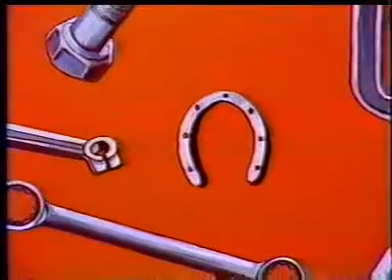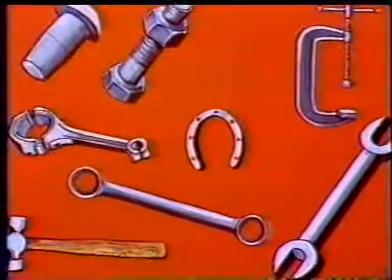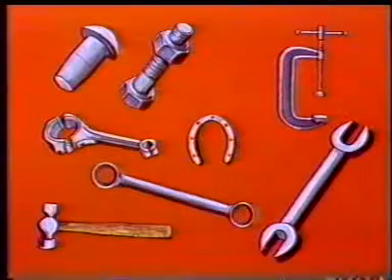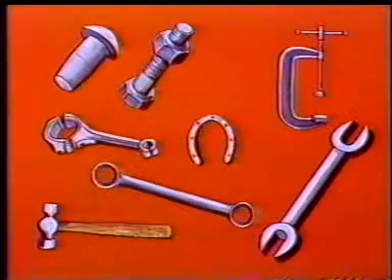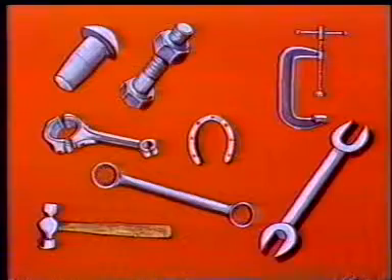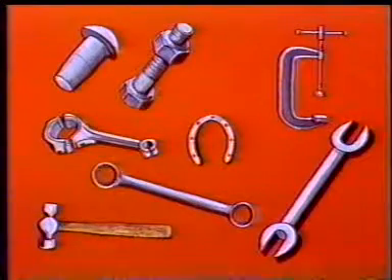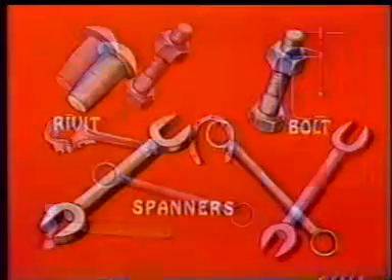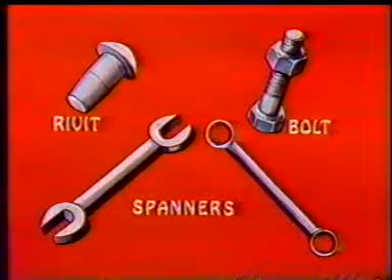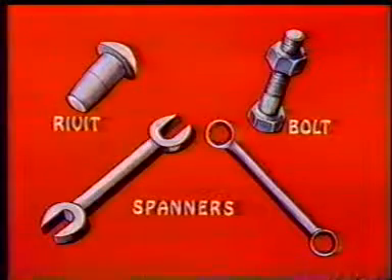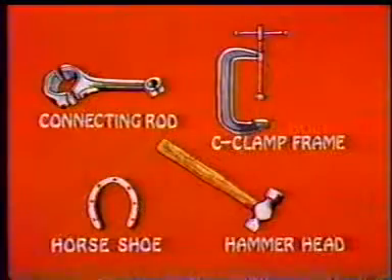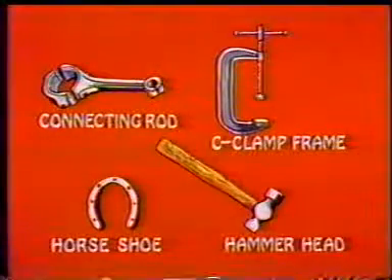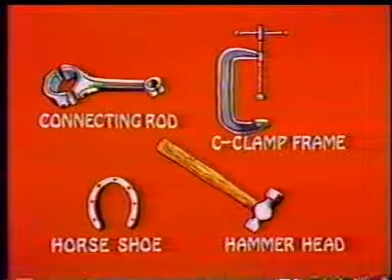Forgings have the advantage of higher strength. Items obtained by this process have no cracks or ruptures in the material. A variety of components are produced by forging processes like rivet, bolt, spanners, connecting rod, C-clamp frame, horseshoe, hammerhead, etc.